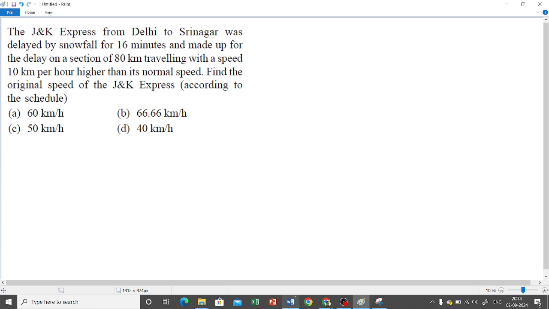16 minutes and made up for the delay on a section of 80 kilometers traveling with a speed of 16 kilometers per hour higher than the normal speed. Fine. So find the original speed of the Jammu and Kashmir Express according to the schedule. So what is happening? You see, this train is late. It was delayed by snowfall for 16 minutes and made up for the delay of 80 kilometers traveling at a speed. So now it is late by 16 minutes.